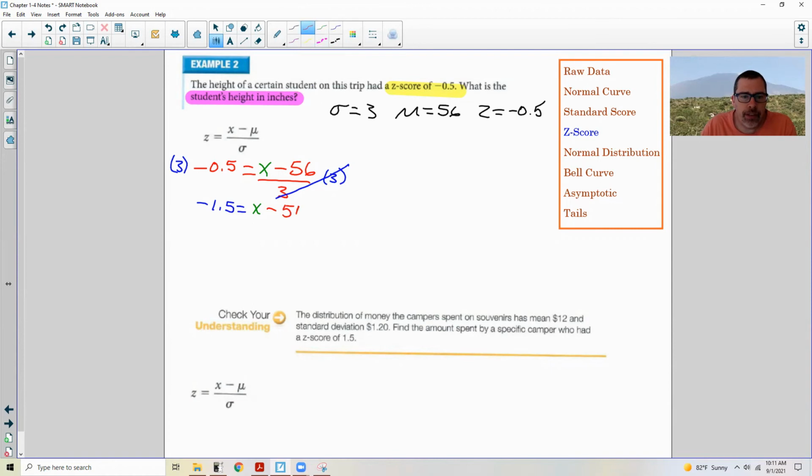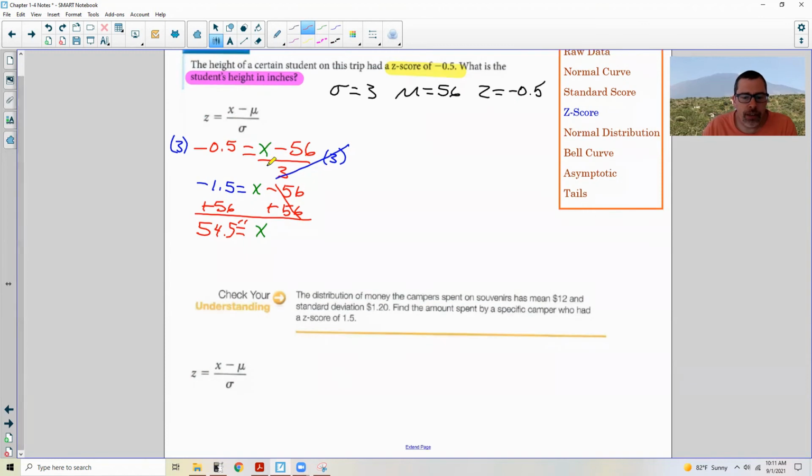To solve for X, we add 56 to both sides. These cancel. We get X equals 56 plus a negative 1.5, or minus 1.5, which is 54.5 inches. So he's below average and he's an inch and a half shorter than the average, 54 and one half inches. Now pause the video, see if you can do the check for understanding, and then check your answer when you're done.